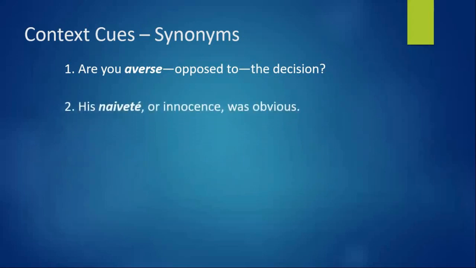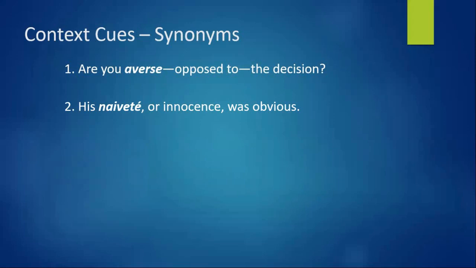His naivete or innocence was obvious. Now, I showed you this word in the second slide, and I asked you to recall the meaning of this word, which I believe some of you might not have been able to do. But now, if you look here, this word or shows that the next word is also connected to this word. The next word is probably the synonym of naivete. So his naivete or innocence was obvious.